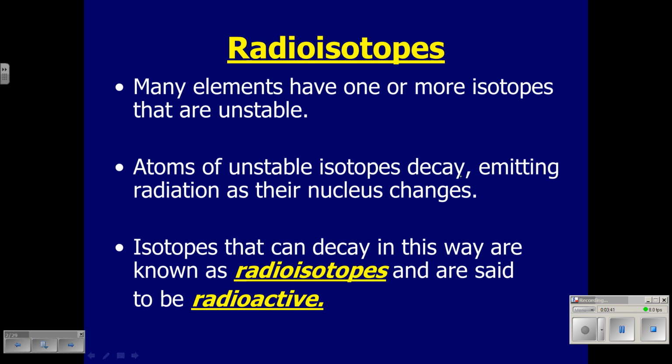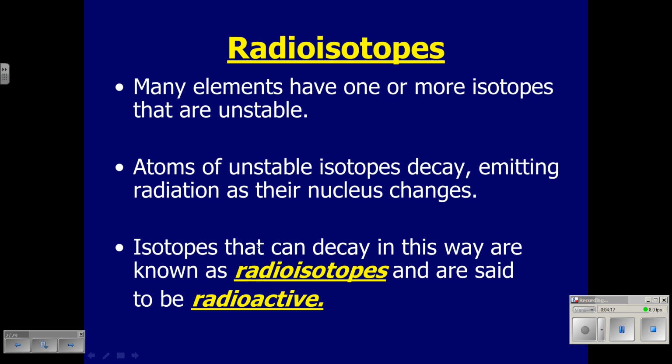The term decay is used here because of the mathematical way in which the radiation decreases, and I will show you examples of that later on. So we say that the isotopes decay, but they're not getting old and breaking down. They're just changing, and they change by emitting radiation as their nucleus changes. So if an isotope can decay, if it's unstable, as I said up here, then we call it a radioisotope, and we say that it's radioactive. Those are the terms we use.